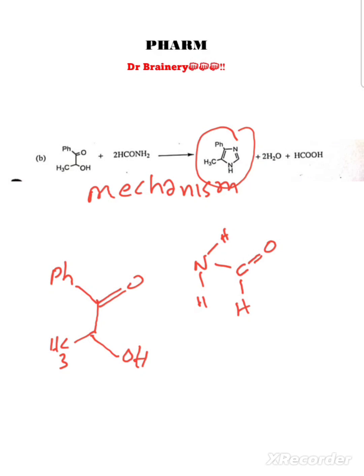So what will happen is that you are going to bring these lone pair of electrons, which will come and attack the carbonyl carbon, the carbonyl group. So what you're going to have is something like this.